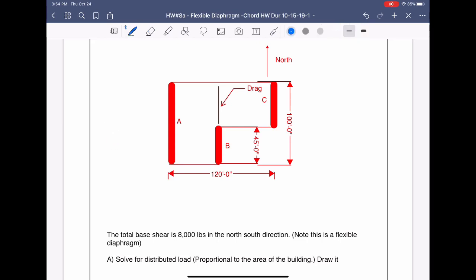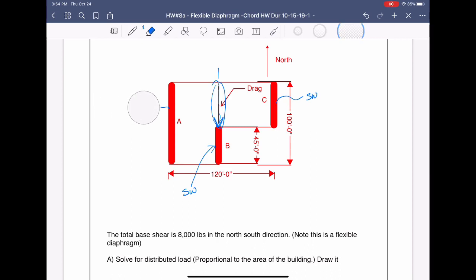So what you see in dark red is a shear wall. So these are shear walls, and this is a shear wall. This is a drag element, right? It drags the force into that shear wall, okay?